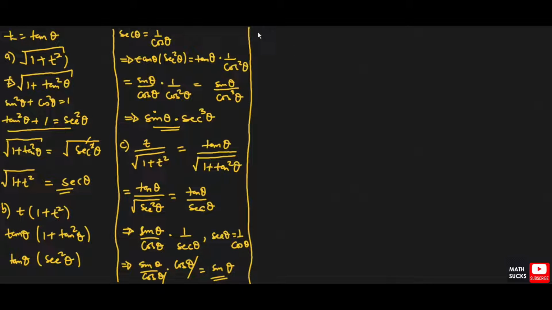Now let's look at question 4. Question 4, part A says that if c is cosec of theta, then we are going to simplify the square root of c squared minus 1.